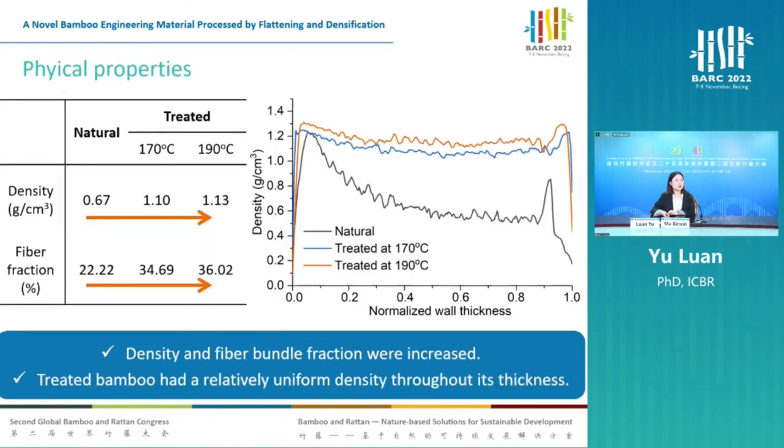The changes in micromorphologies could result in the increase of density and fiber fraction. After treatment, the density increased to 1.13 grams per cubic centimeter, and the fiber fraction increased to 36.02%. Especially, the treated bamboo showed a relatively uniform density throughout its thickness instead of decreasing from the outer layer to the inner layer.